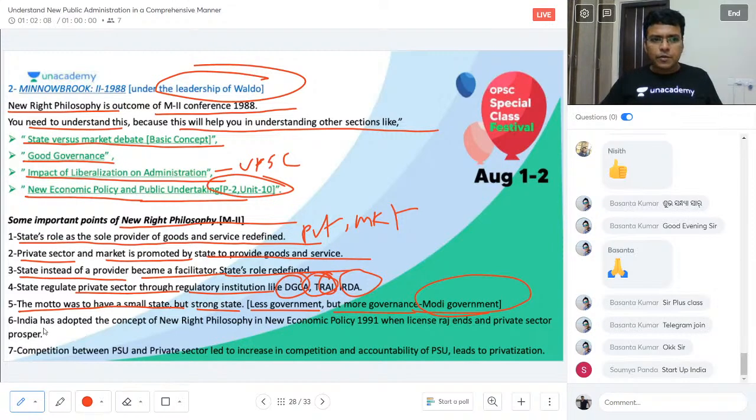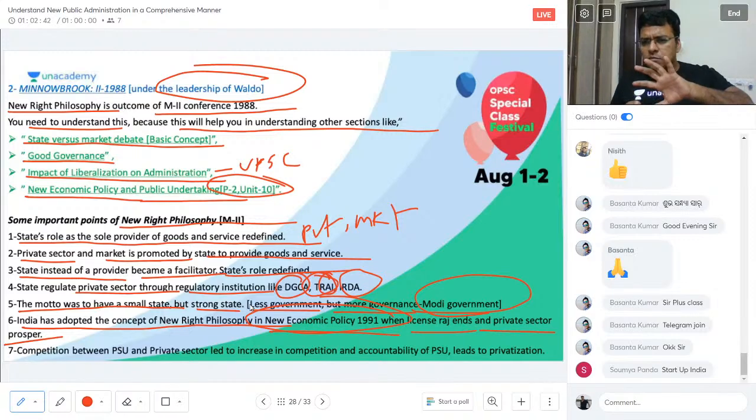So you can give this example. India adopted the concept of New Right philosophy through the new economic policy of 1991, when License Raj ended and the private sector prospered. Before 1991, India was a nanny state. After 1991, India adopted New Right philosophy through the new economic policy, and the government or state became a facilitator, the private sector emerged, and they provide goods and services. Every new car company, airline company, whatever you see today is a product of 1991. Pre-1991, I remember only the Ambassador car was there, the HMT watch was there, no private sector. After 1991, this emerged.